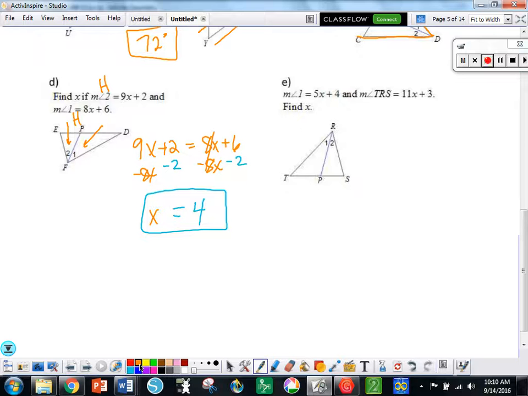Alright, angle 1, is angle 1 half or is it a whole? It's a half, right? PRS is a what? A whole. So what do we do with my half in order to equal the whole? We double it. And if you want to just double it as you're writing it, you can. You don't have to write the 2 and then the distribute. Is that okay? You just double it. Equals 11x plus 3. Subtract your 10x. Yep, so 8 equals x plus 3, which means x equals 5. The question says find x, so we are done.